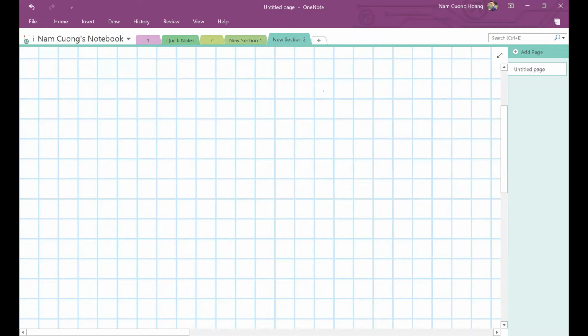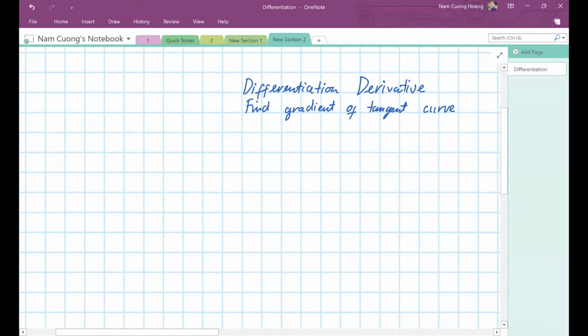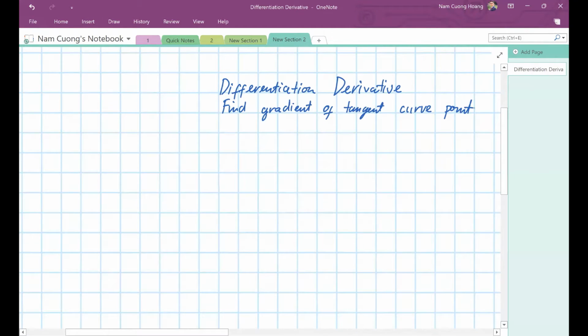Okay, so what is differentiation? Also known as derivative. It is a technique or process to find the gradient of the tangent to a curve at any point.